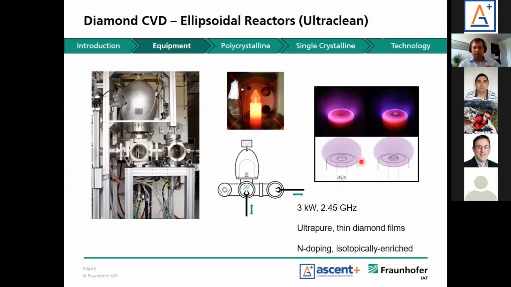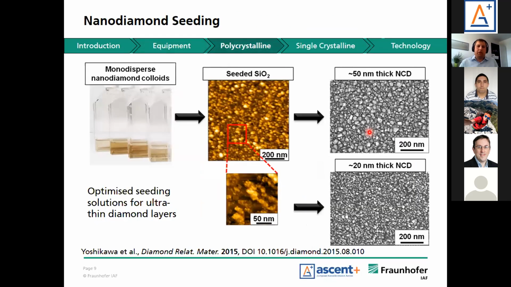So this is our equipment we have. And we're going to start now with the polycrystalline material. For polycrystalline coatings, as I mentioned before, a good approach to grow diamond is to grow it on other diamond. There is a technique called nanodiamond seeding, where you use very small single-digit nanometer diameter nanodiamonds to coat your whole substrate with these, and then you overgrow and form a closed layer.